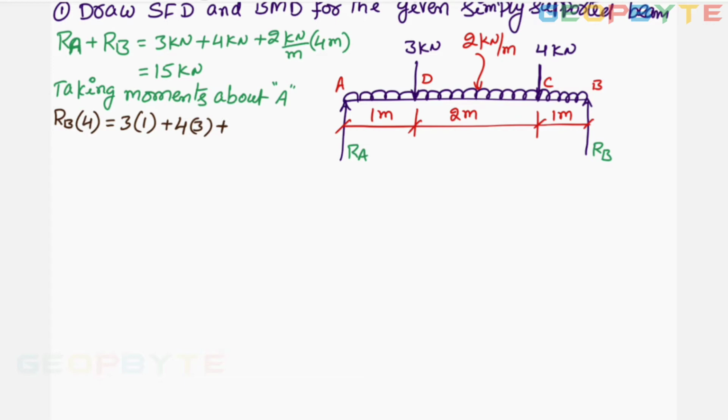UDL is there. UDL multiplied by UDL distance gives the point load. Assume that resultant point load is acting at the middle of the AB. Therefore, from that middle point you take the distance up to A. I hope you understood. 3 into 1 be the moment due to point load. 4 into 3 be the moment due to 4 kilonewtons. But 2 kilonewton per meter is the UDL.